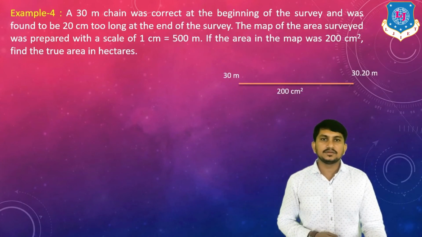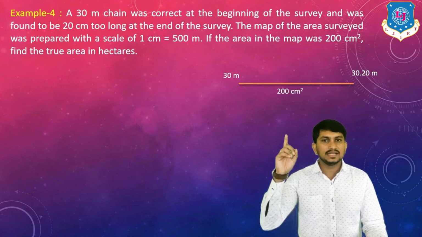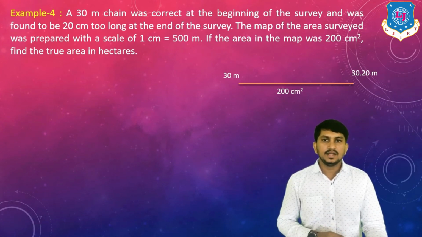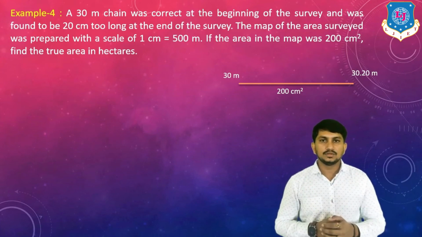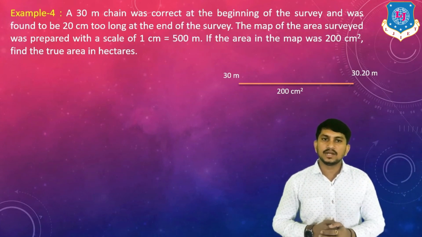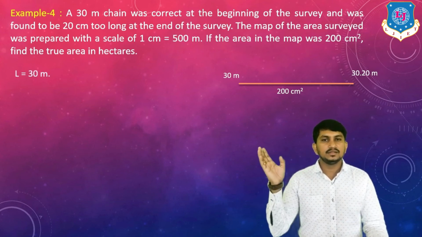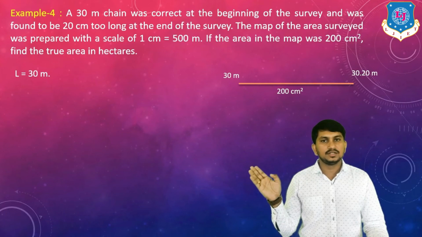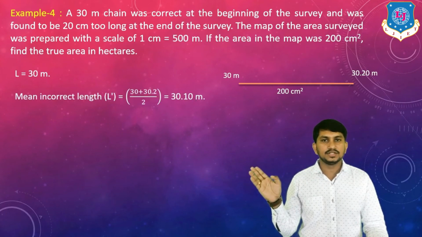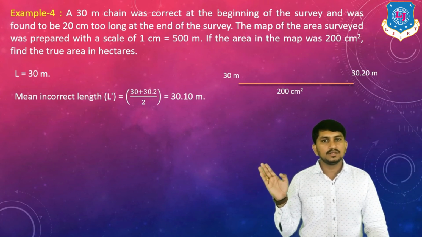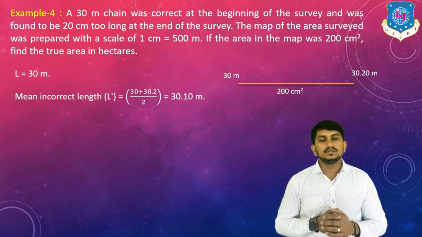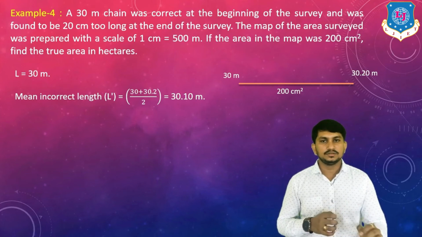Here, the measured area is equal to 200 centimeters square, having a scale of 1 centimeter is equal to 500 meters. At the beginning, the chain was correct, which is 30 meters, and at the end, the chain is too long by about 20 centimeters. So at the end, the length of the chain is equal to 30.20 meters. By that, you can write the standard length of the chain as 30 meters, and the incorrect length of the chain L dash is equal to 30 plus 30.20 divided by 2, which is 30.1 meters. Here in L dash, an average is carried out because two measurements are taken of the chain.